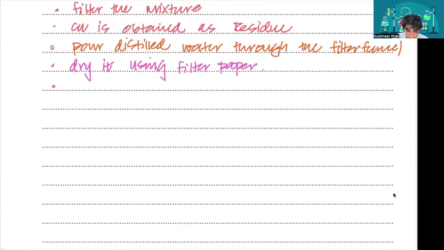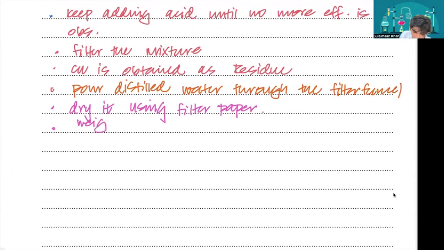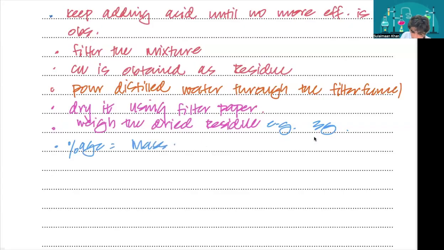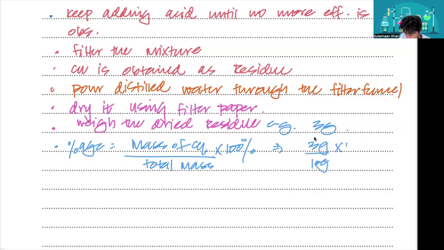Then you're going to weigh the dried residue. The third process should remain the same. Let's suppose, for example, you get 3 grams. So how do you calculate the percentage? Percentage is mass of copper divided by total mass into 100%. So what is the mass of copper? 3 grams divided by the total mass, which is 10 grams, into 100%. That's 30%. Easy peasy lemon squeezy.